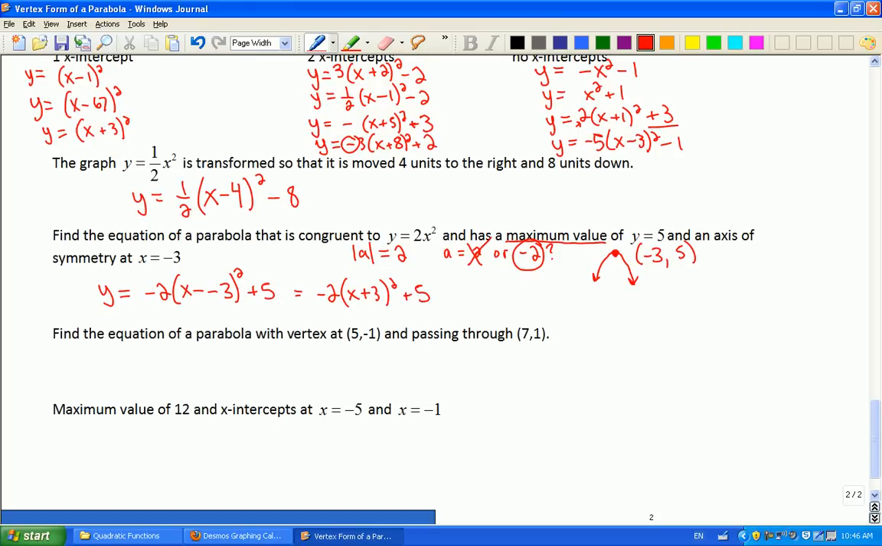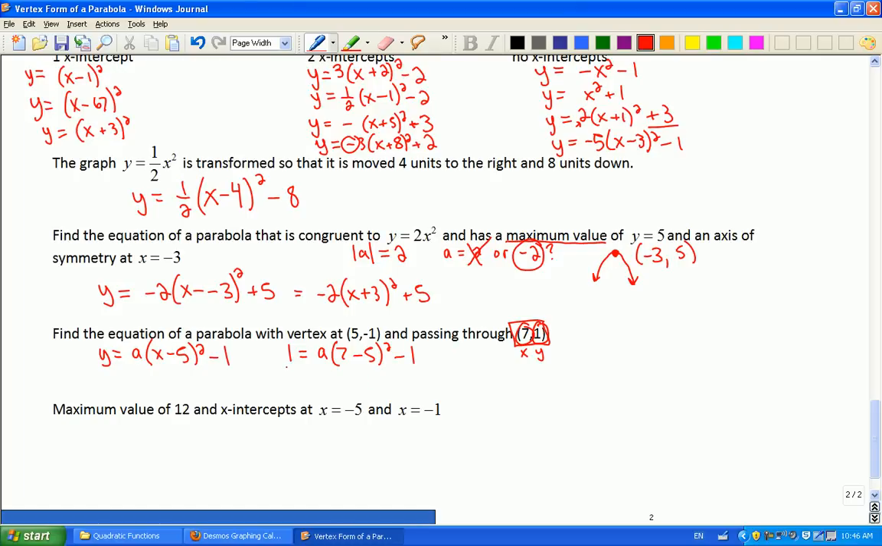Okay, this next one has some clues. It says we have a vertex at (5, -1). So right away we know that we can plug this in as (x - 5)² - 1. And I'm still missing this value of a. But this is where I'm going to use the clue they've given me, (7, 5). I can then put this in for x and y. So that tells me that 1, which is the y value, equals a times (7 - 5)² - 1.